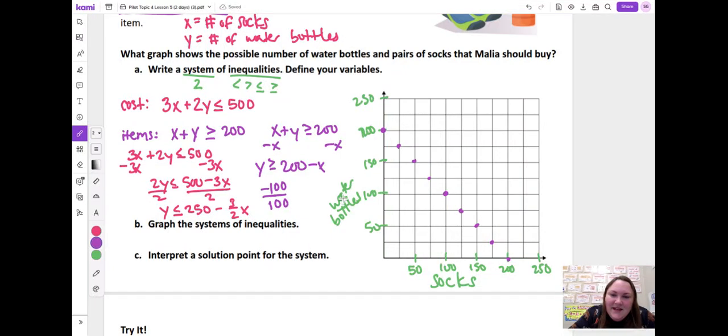There would be points all along this line. Just one example. Because it is greater than or equal to, that "or equal to" tells me it's going to be a solid line. And then because it is greater than tells me I want to shade up.